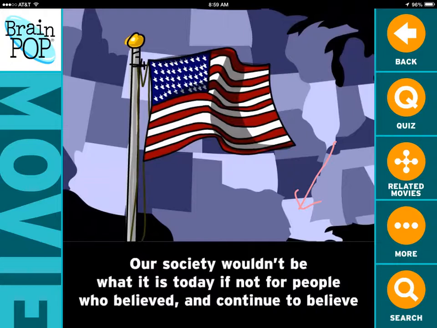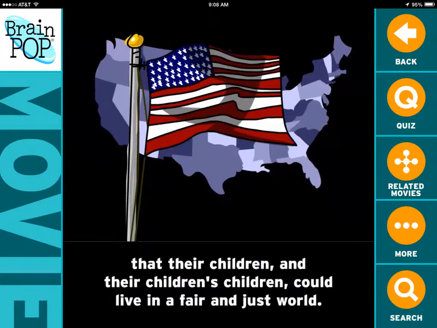Usually, it ends on an upbeat note, with Moby doing something kind of funny, and the kids like that. But that one ended on an appropriately somber note. Here it says, our society wouldn't be what it is today if not for people who believed and continue to believe that their children and their children's children could live in a fair and just world. So it ends with a message.